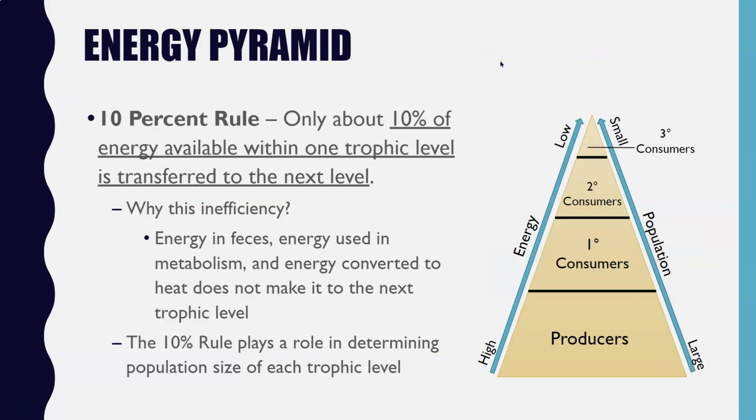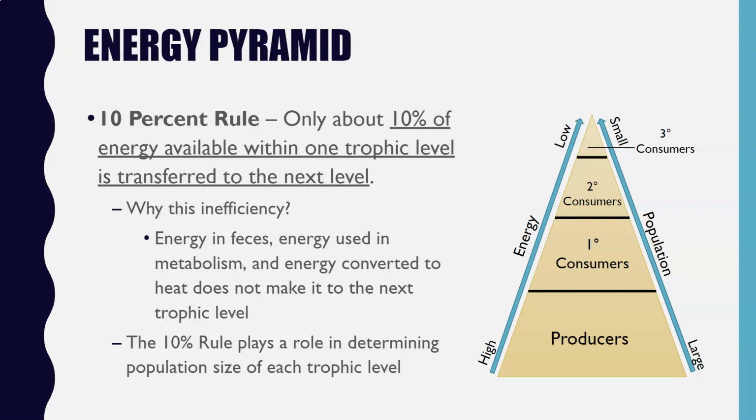So we call this the 10% rule. Only about 10% of energy available within one trophic level is transferred to the next one. So about 90% of energy is lost between the levels.